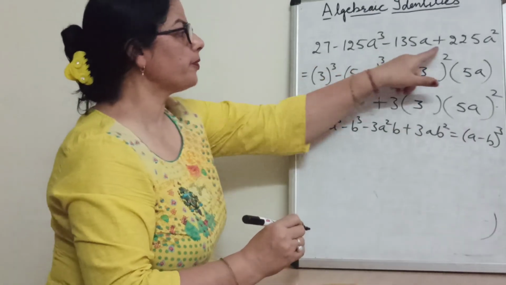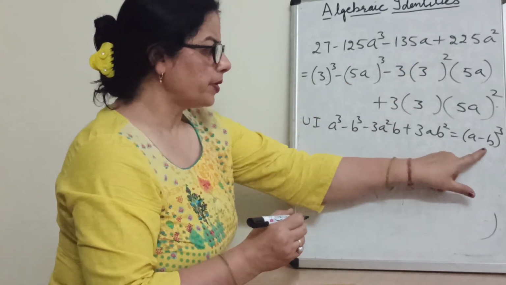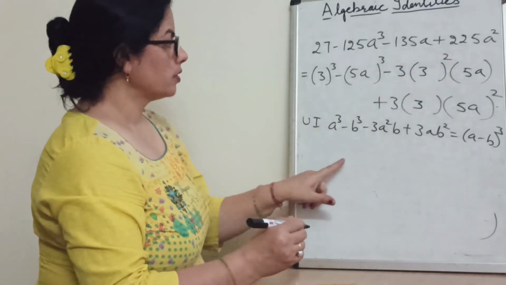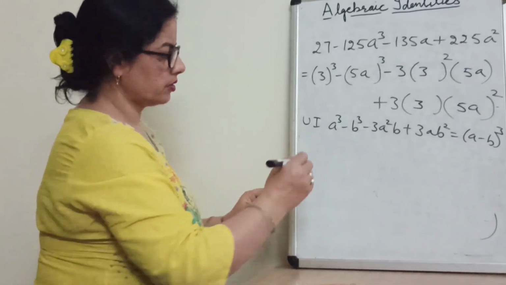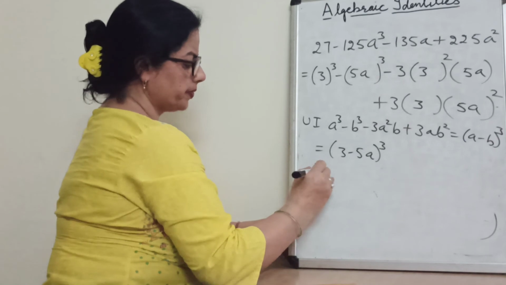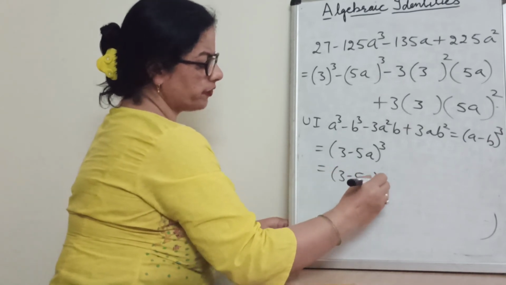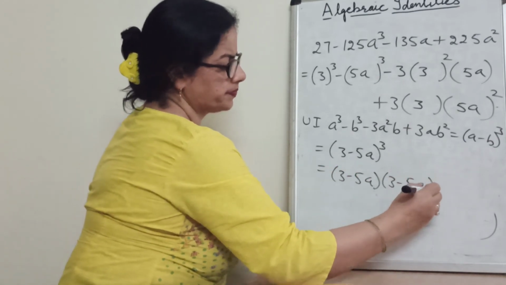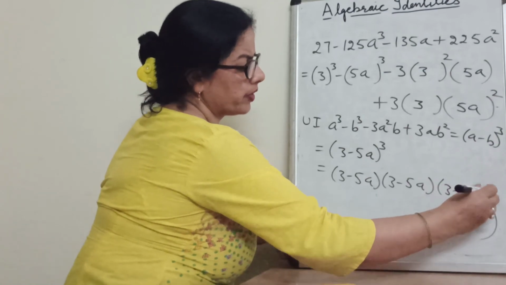And if all terms are positive, then a plus b whole cube will be there. Then our terms will come in plus. Now here 3 minus 5a whole cube, and we will write 3 minus 5a 3 times. So in this way you can factorize.